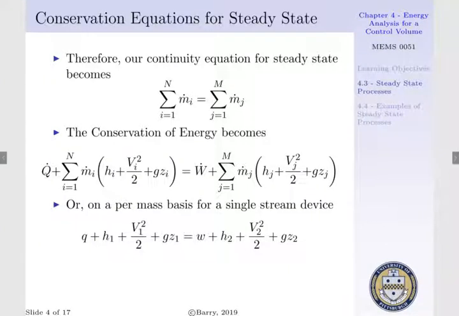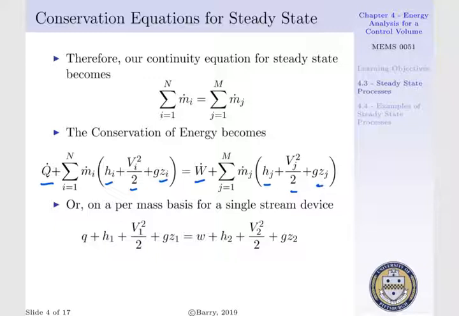Therefore, under steady state, our continuity equation reduces to the following. The summation of mass flows into our system is equal to the summation of mass flows out of our system. And our conservation of energy equation becomes the rate at which heat is supplied, Q dot, plus the sum of our mass flows into our system, carrying respective enthalpies, kinetic, and potential energies, is equal to the rate at which work is done by our system, plus the sum of our mass flows out of our system, carrying the respective enthalpies, kinetic, and potential energies.